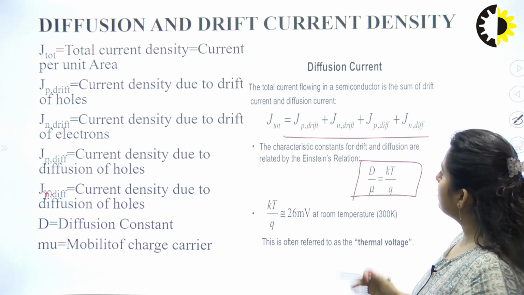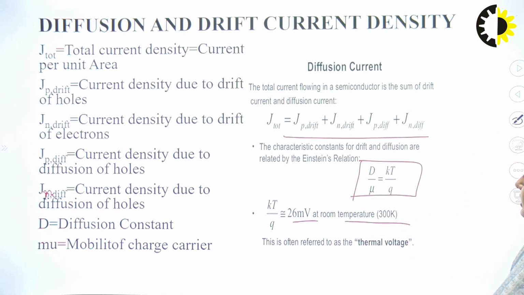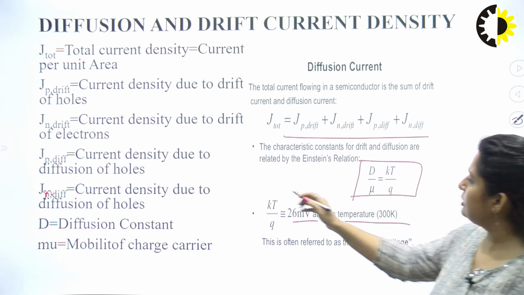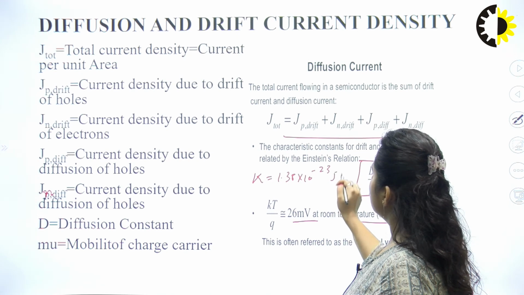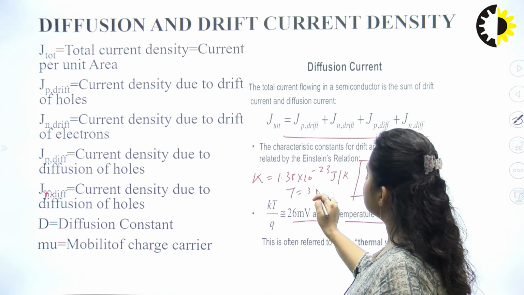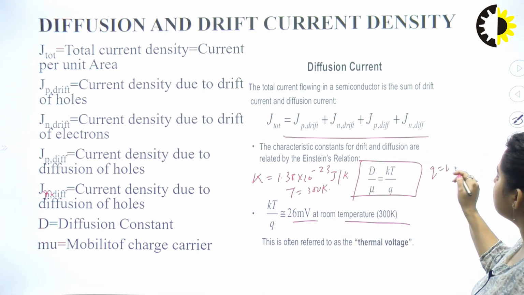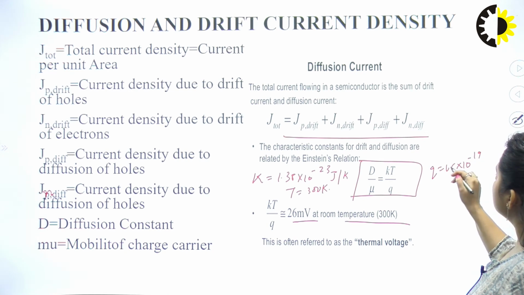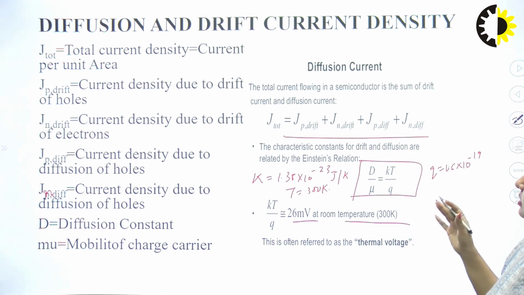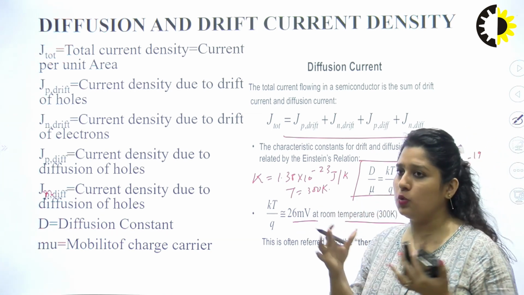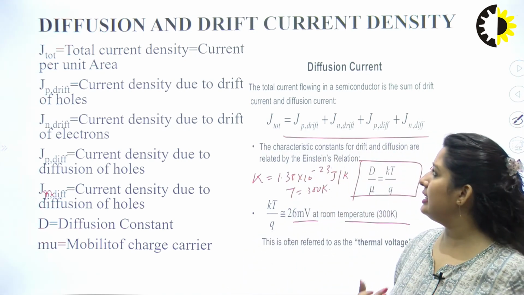So KT by Q is equivalent to 26 millivolts. In numerical problems, we can fix the temperature at 300 Kelvin. K is 1.38 into 10 to the power minus 23, as we already know, and Q is 1.6 into 10 to the power minus 19. With these values, we can find that KT by Q comes out to be 26 millivolts. So the drift and diffusion currents make up the total current density, and this will give you the overall flavor of the carrier transport equation.